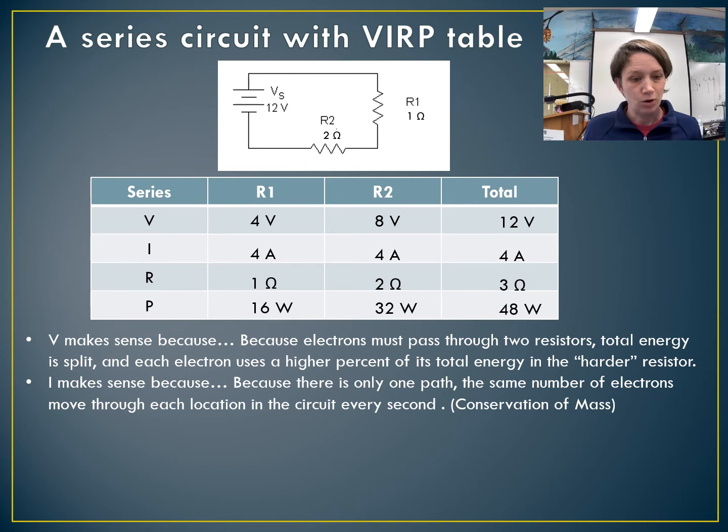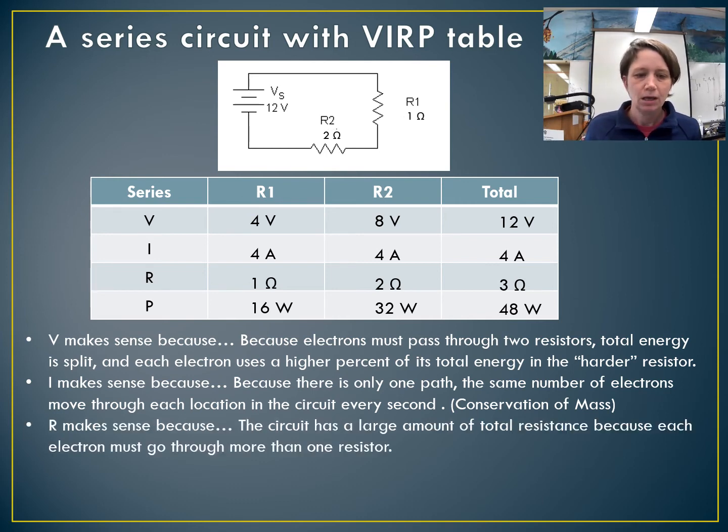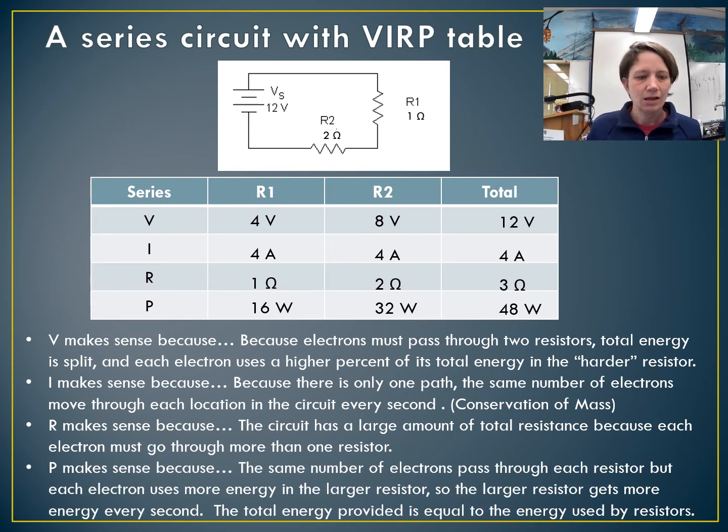The current row makes sense, we've already talked about this, but because there is only one path through this circuit, the same number of electrons have to go through each location in the circuit every second by conservation of mass, so the current is the same. The resistance values make sense because overall this is a high resistance circuit with a bunch of resistors back to back, therefore we should have a more total resistance than we do individual resistors. And the last thing is the power, and that's also going to be a conservation of energy situation.